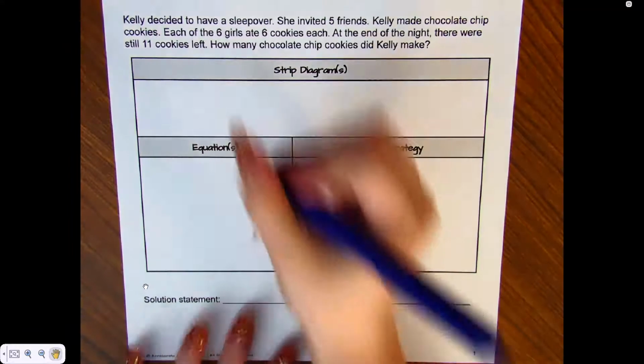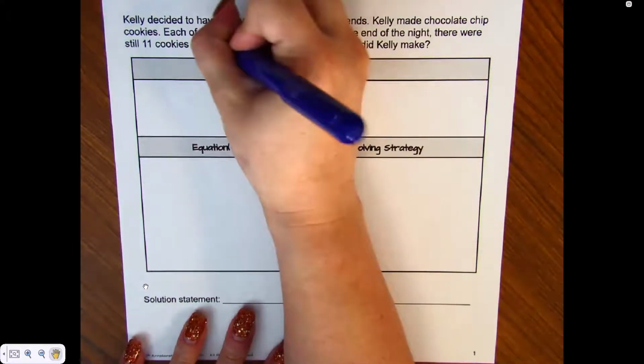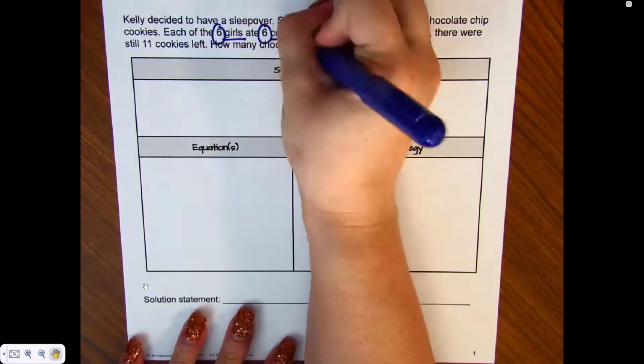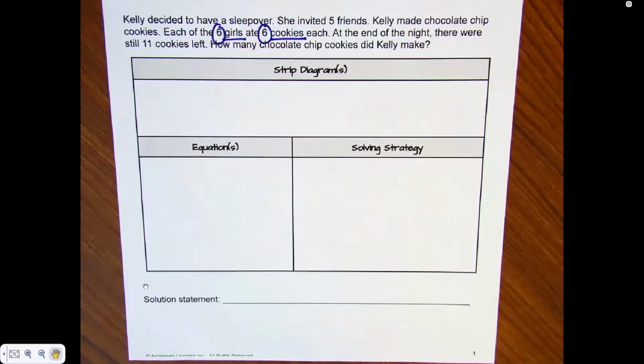So I have 6 girls, and they each ate 6 cookies. The first thing I want to know is how many were there total? I want to know the total of cookies, because I want to know how many chocolate chip cookies Kelly made. So there were 6 girls and they ate 6 cookies each.